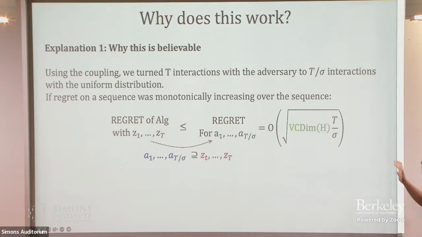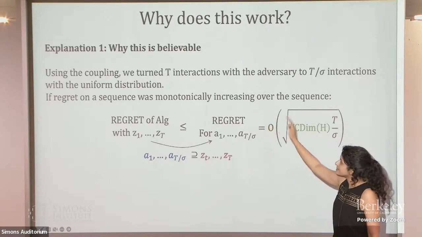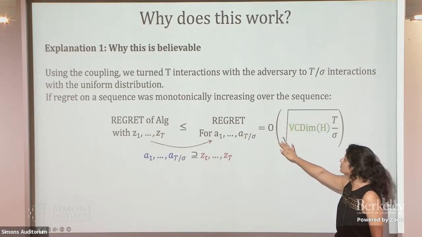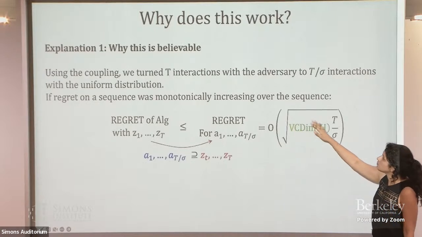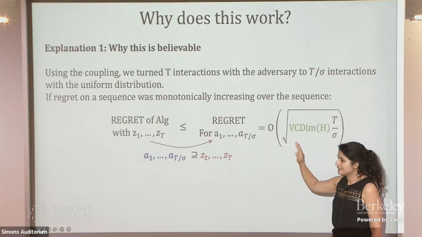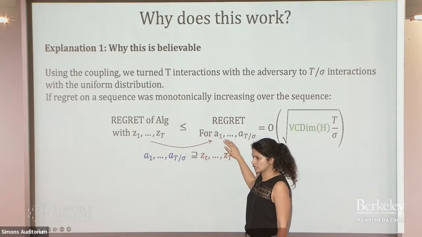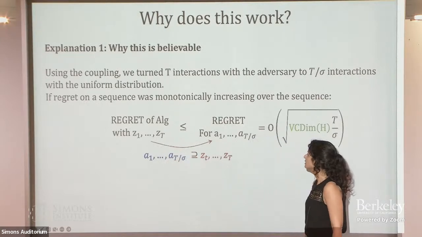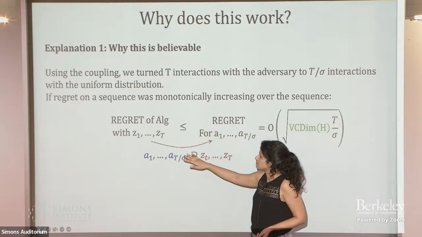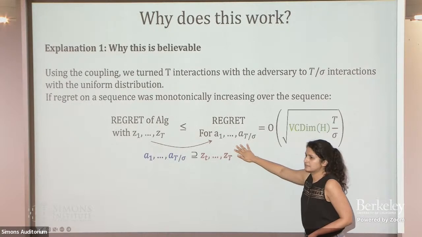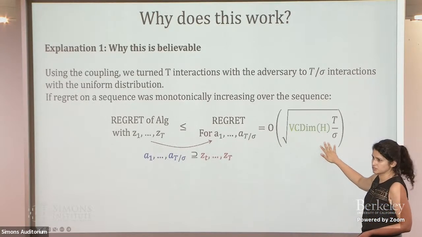Okay, and I think this is actually interesting here. So what are we saying here? I just want to tell you that this is kind of believable without giving you mathematical reasoning for this. What happened? I essentially used the coupling to turn T interactions with an adversary into T over sigma interactions with a uniform distribution. And the idea is that if regret just got worse and worse the longer the sequence became, then I have already really proved this, by saying that the regret would have become only worse by increasing the sequence. And this sequence would have a regret that is at most this much.